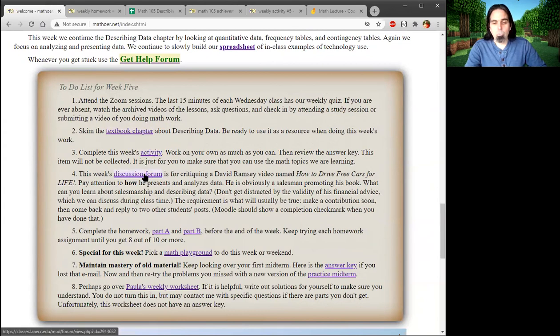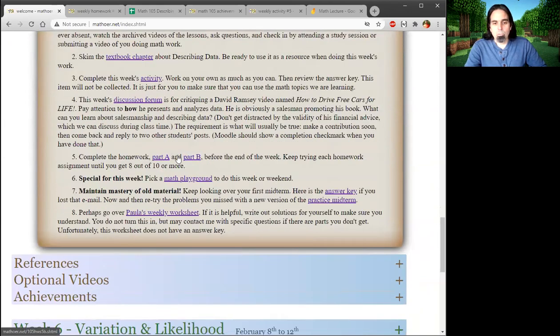There's a discussion forum that's kind of funky. It is not all about math. It is again about salesmanship and describing data. And we'll talk about the validity of this fellow's financial advice later. The homework is a little funky. Let me just give you a heads up on that.